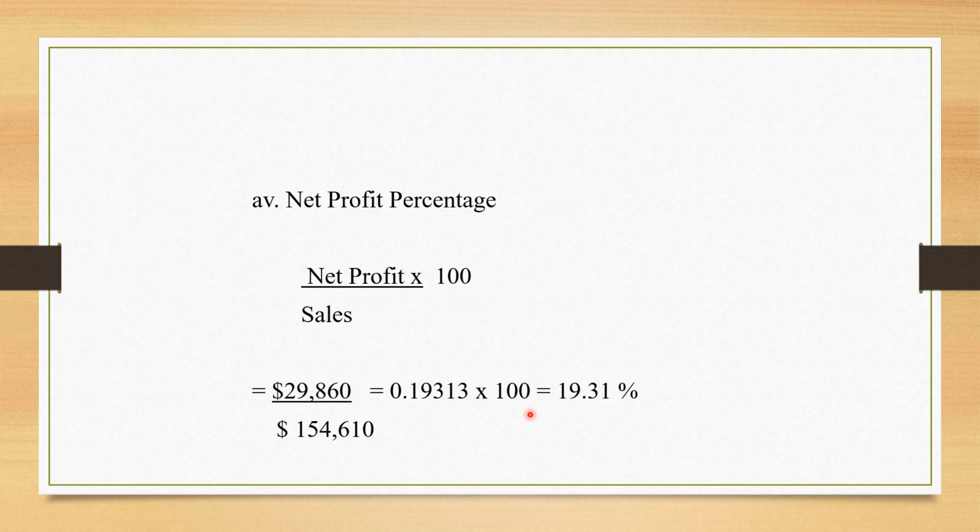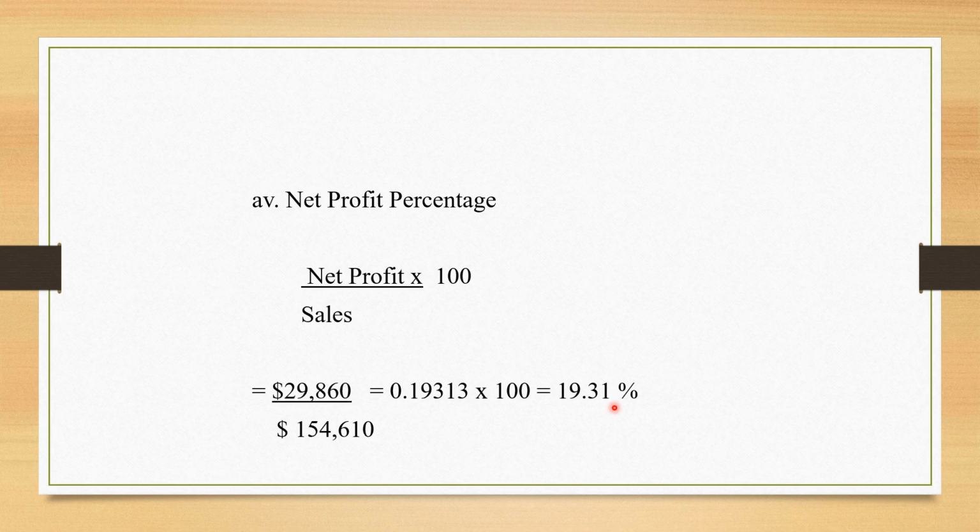So the answer is 19.31%, meaning that out of every dollar of sales, 19.31% remained as net profit, or 19 cents of every dollar of our sales figure remained in the business as our net profit.